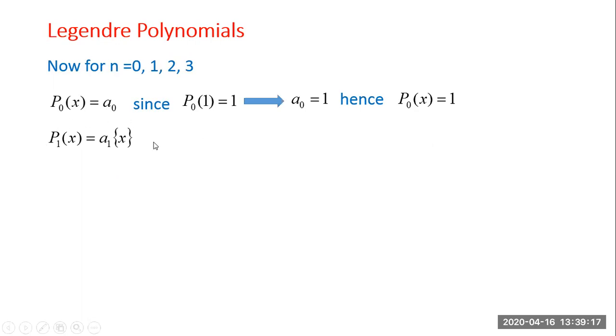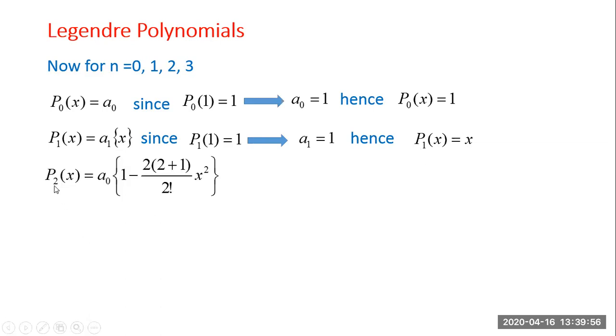So this becomes a Legendre polynomial only if p1 of 1 is 1. If I substitute x is equal to 1, the value of this polynomial should become 1. So again, this is possible if I select a1 is equal to 1. So when n is equal to 1, you choose a1 is equal to 1. So you get p1 of x is equal to x. So in this polynomial, if you substitute x is equal to 1, the value of this polynomial is equal to 1. So this is a Legendre polynomial for n is equal to 1.